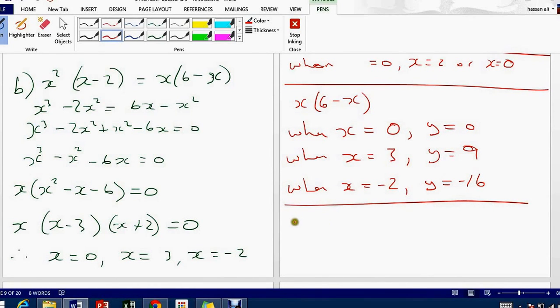So what we can do is put your coordinates down where your graphs will intersect. You can just put them in order if you want. So minus 2, minus 16, and coming up, 0, 0 in the middle. And then finally it'll be 3 and 9.